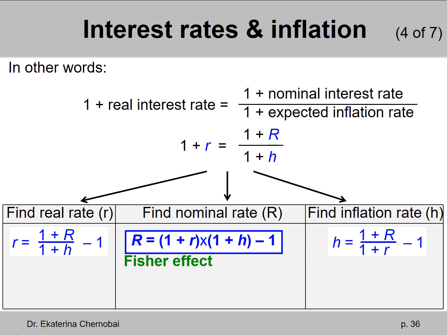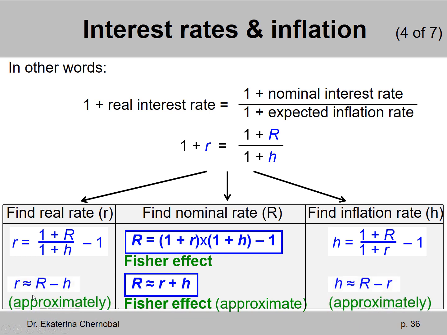These three are the most accurate ways to compute the real rate, the nominal rate, or the inflation rate. The approximate versions are these. For the real rate, you do nominal rate minus inflation. To find the nominal rate, you do real rate plus inflation. And to find the inflation rate, you do nominal rate minus real rate. This will give you approximate answers, which are a little bit off.